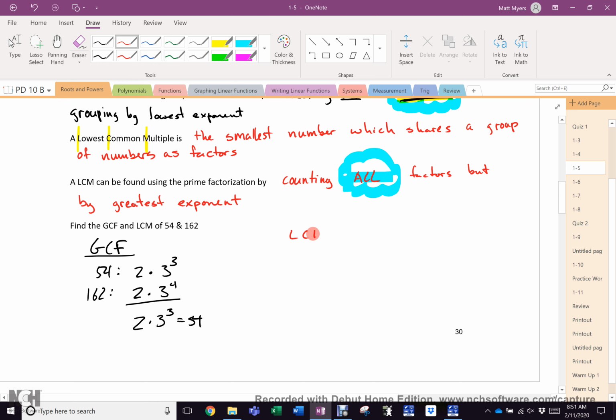So, we'll list them again. We know it's 2 times 3 cubed and 2 times 3 to the 4th. We have to count them all, but only by greatest exponent. Is 2 one of the factors? What's the greatest exponent of 2? The greatest exponent of 2 visible there is 1, right? So it's 2. Is 3 in both of them? Yes. What's the greatest exponent of 3? 3 to the 4th. So that is 162.